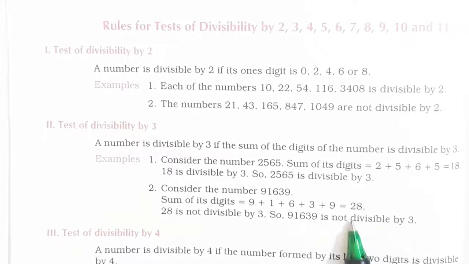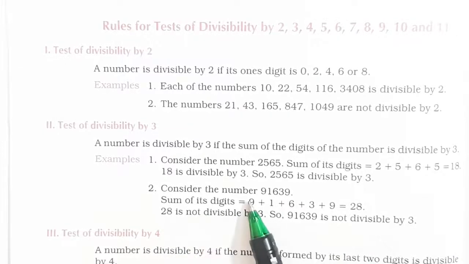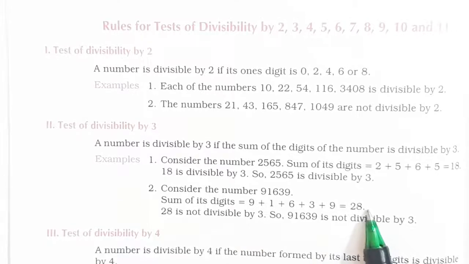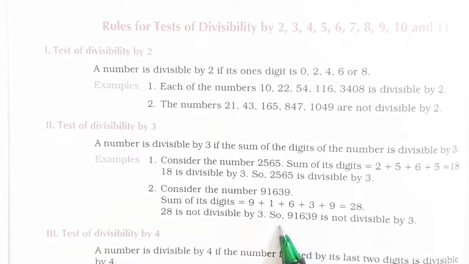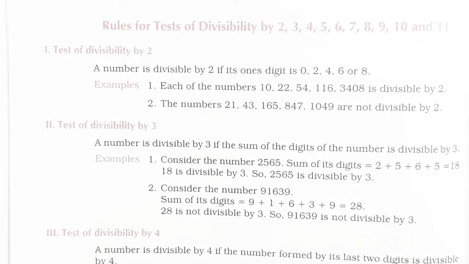Now let us consider one more example. Consider the number 91,639. Now here the sum of digits is 28. Now children, 28 is not divisible by 3. So the given number is also not divisible by 3. I hope it is clear to everyone.